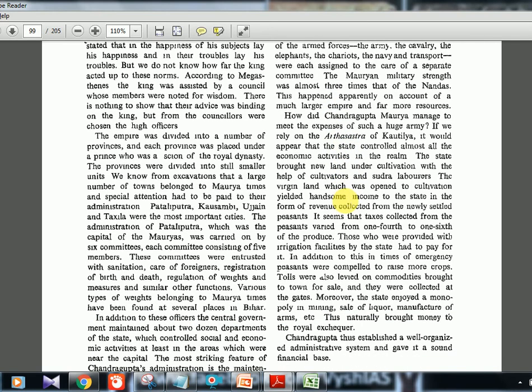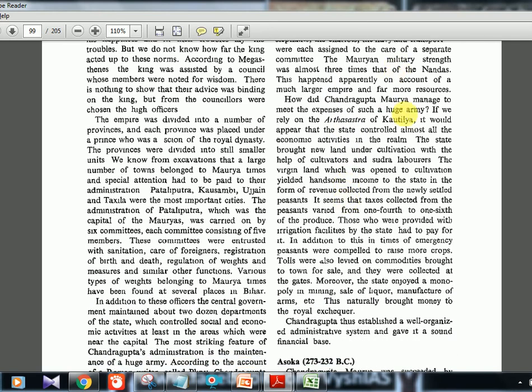How did Chandragupta Maurya manage to meet the expense of such a huge army? That's what we are going to see now. If we rely on the Arthashastra of Kautilya, it would appear that the state controlled almost all the economic activities in the realm. Okay, the state brought new land under cultivation with the help of cultivators and Shudra laborers. The virgin land, which was open to cultivation, yielded handsome income to the state in the form of revenue collected from the newly settled peasants. So new land was incorporated for cultivation, and new laborers were also hired, and that is how agriculture flourished. Obviously, when agriculture flourished, the tax collection also increased.